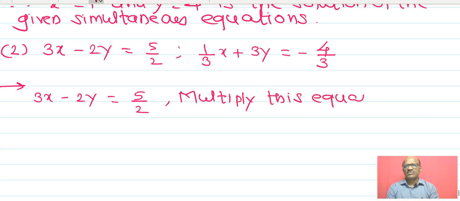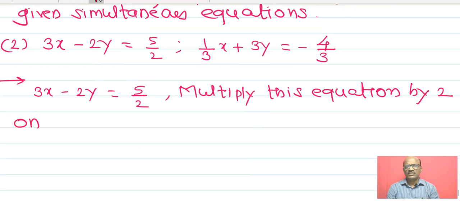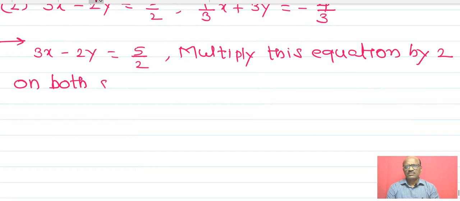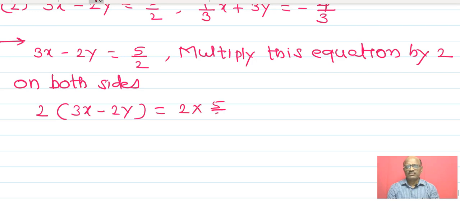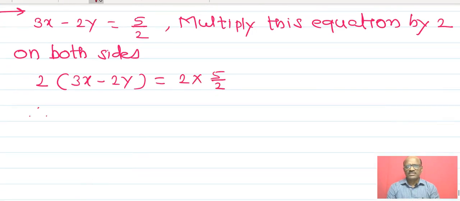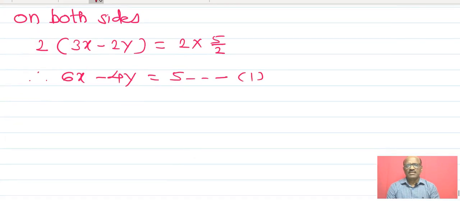Now multiply this equation by 2 on both sides. That is, 2 in bracket 3x minus 2y is equal to 2 into 5 by 2. That is 6x minus 4y is equal to 5. This is equation number 1.